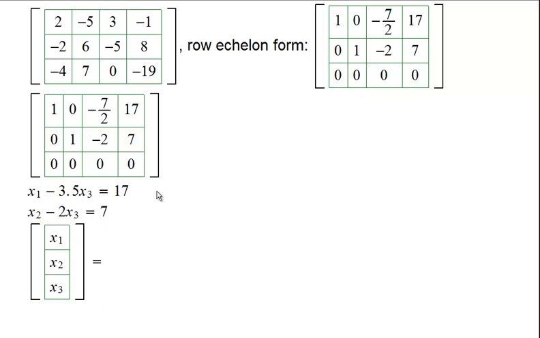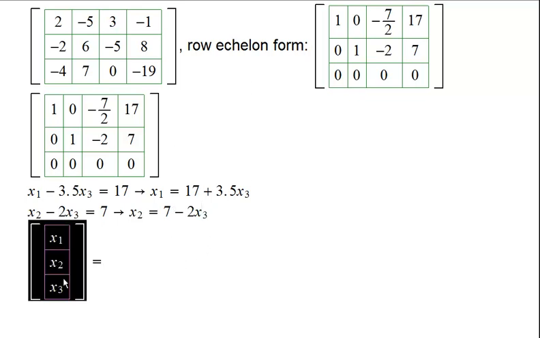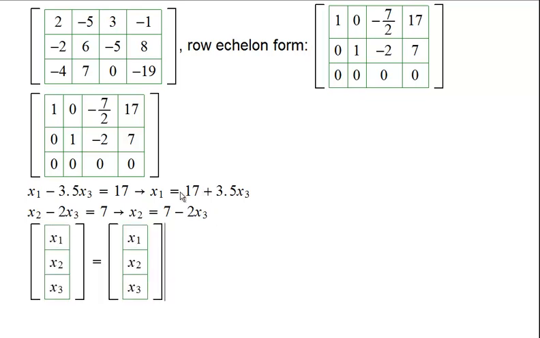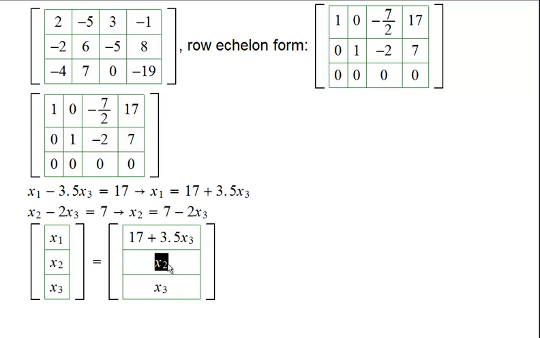First of all, let's see. You said x3 is free, right? So we have x1 equals 17 plus 3.5 x3. Then here we got x2 equals 7 minus 2x3, right? So this simply becomes this. Are we good on this? Then this will be this, right? And x3 is free, right?